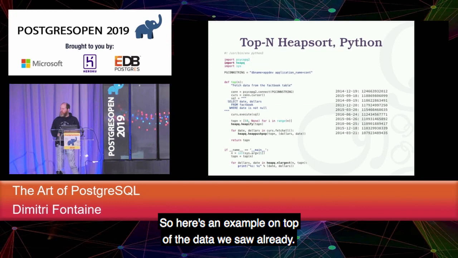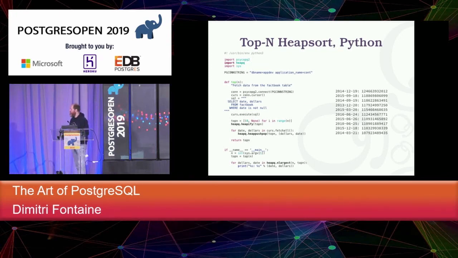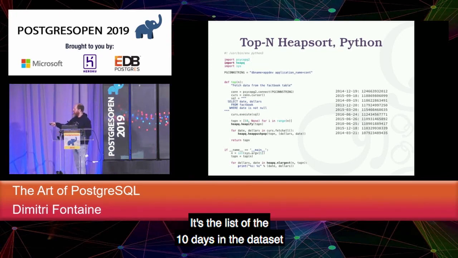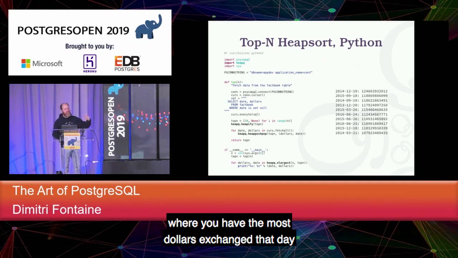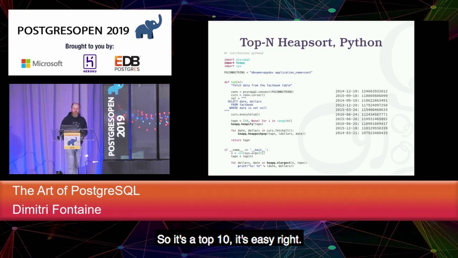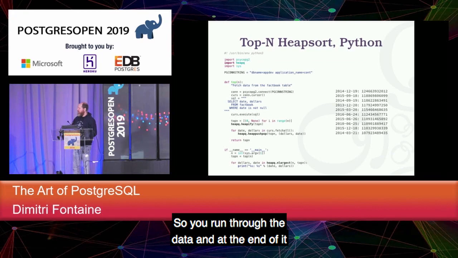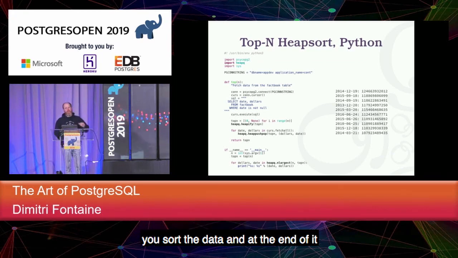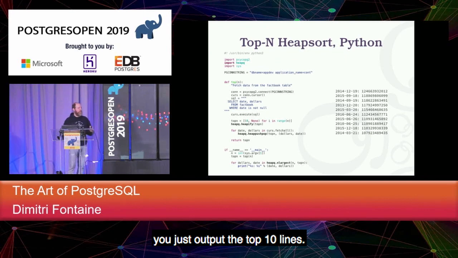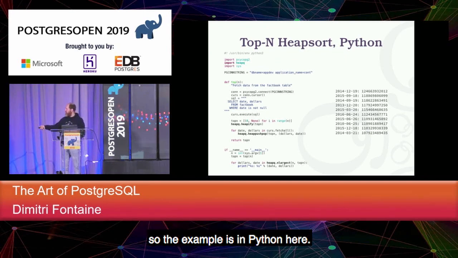So here is an example on top of the data we saw already. It's the list of the 10 days in the data set where you have the most dollars exchanged that day in the New York Stock Exchange, okay? So it's a top 10, it's easy, right? So you run through the data, and at the end of it, you sort the data, and at the end of it, you just output the top 10 lines. When you have to write that, the example is in Python here.